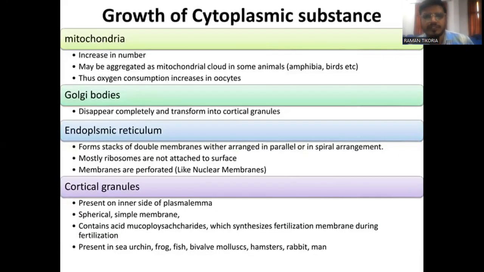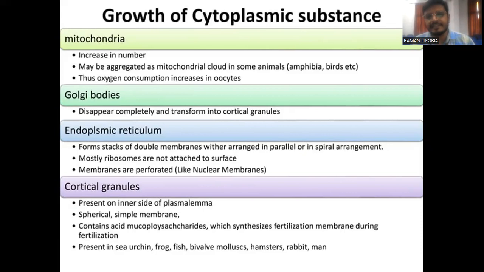Now, growth of cytoplasmic substances. Mitochondria increase in number. Once they increase in number, oxygen consumption increases, because mitochondria are known as the powerhouse of the cell. So if their number increases, the power consumption or oxygen consumption also increases, right? They may come in aggregate forms, known as the mitochondrial cloud.